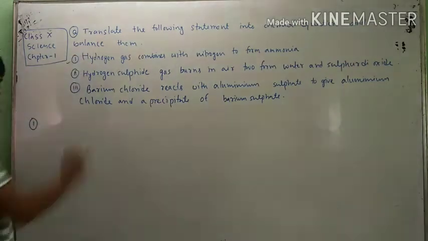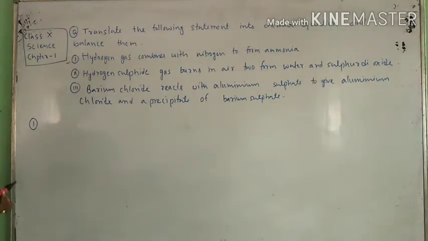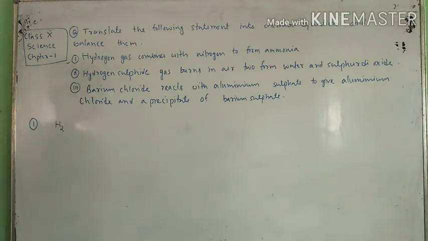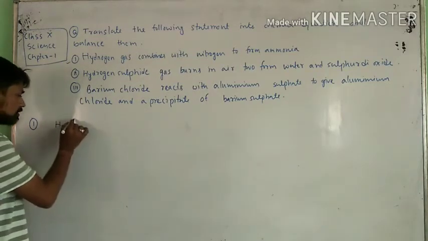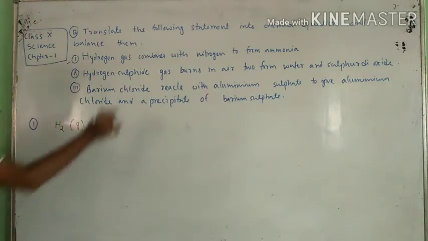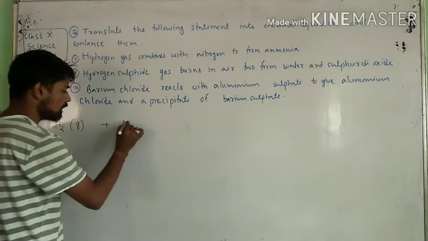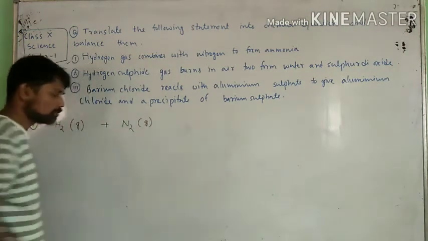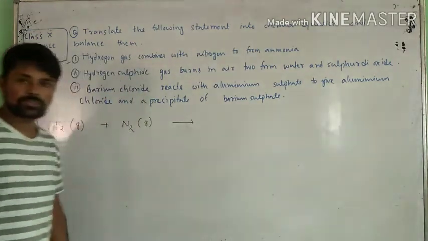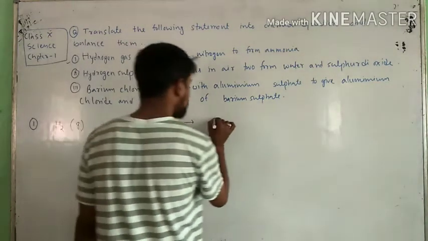For doing this, you must know the formulas of the compounds as well as the atoms or molecules. So we know that the formula of hydrogen gas is H2. And since it is a gas, write g. Given that it is combined with nitrogen gas, so put N2, and it produces ammonia. So the formula of ammonia is NH3.